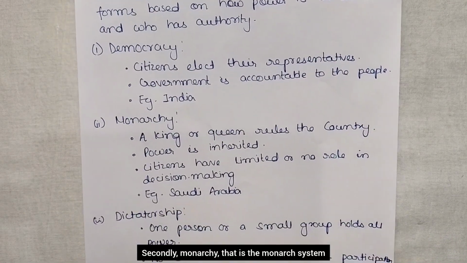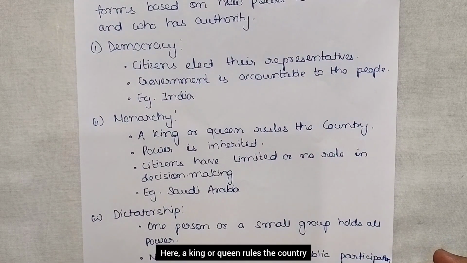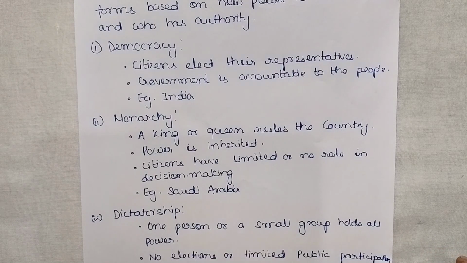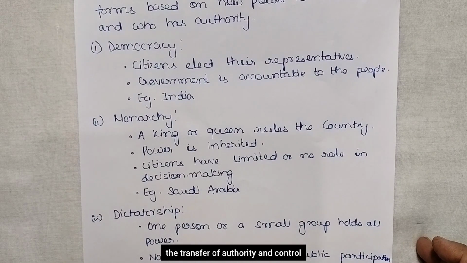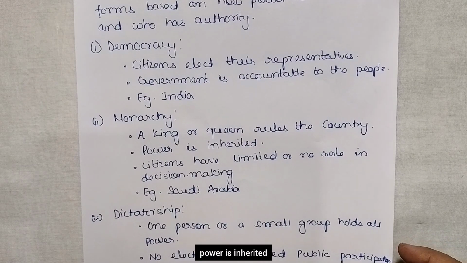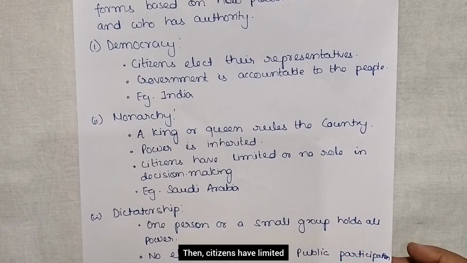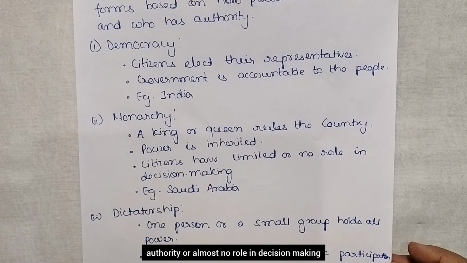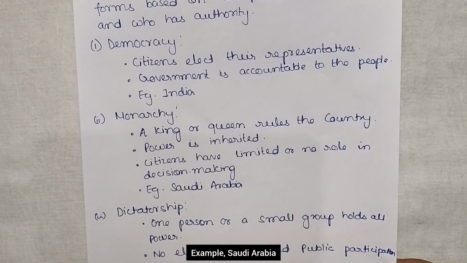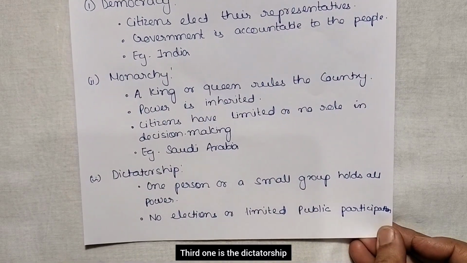Secondly, monarchy, that is the monarch system. Here, a king or queen rules the country and power is inherited. Power is inherited means the transfer of authority and control is passed down through families. Then, citizens have limited or no role in decision making. Citizens may have some limited authority or almost no role in decision making. Example, Saudi Arabia.